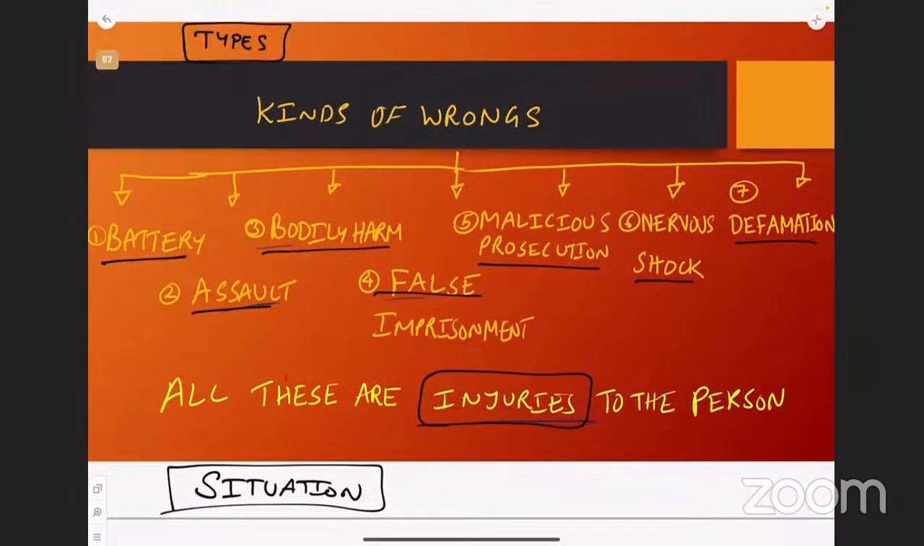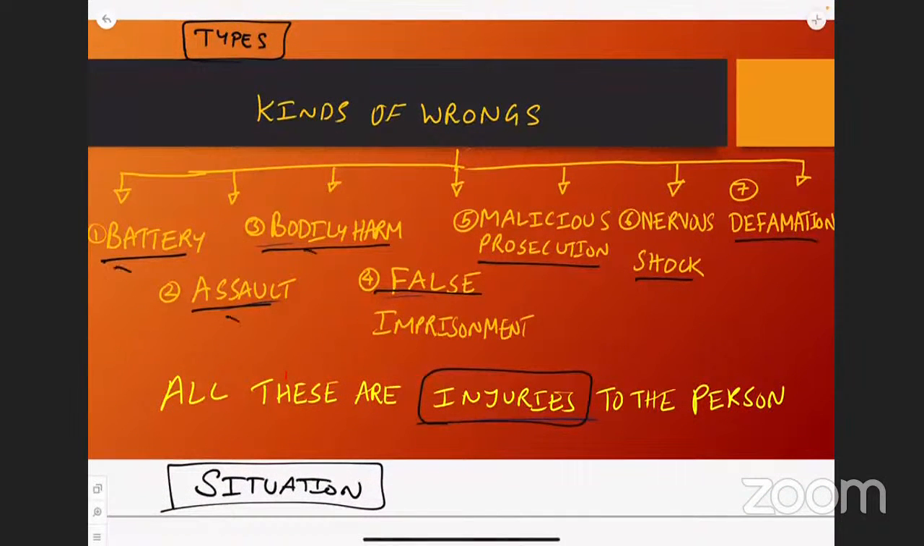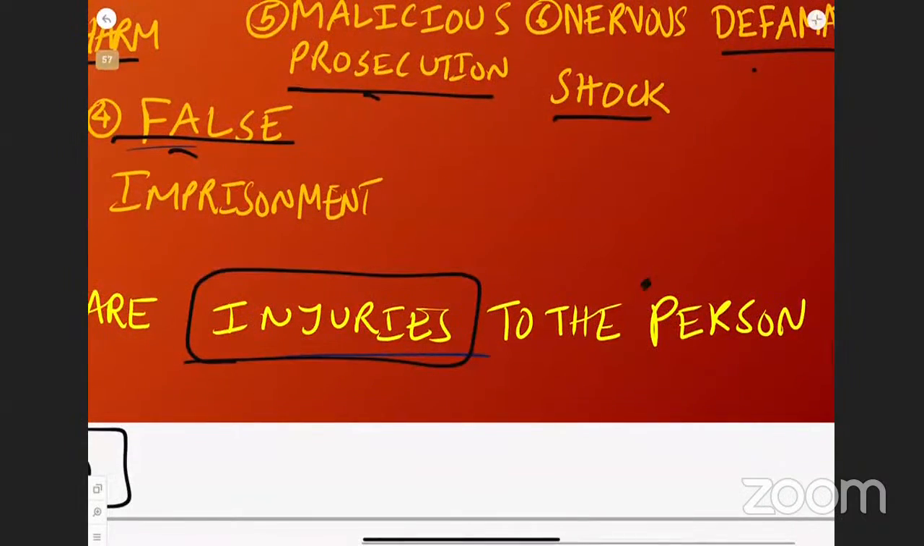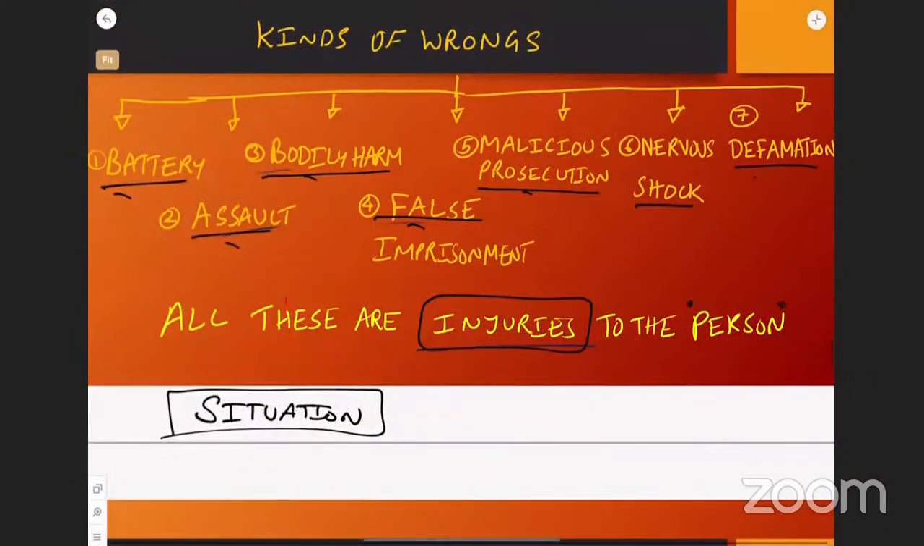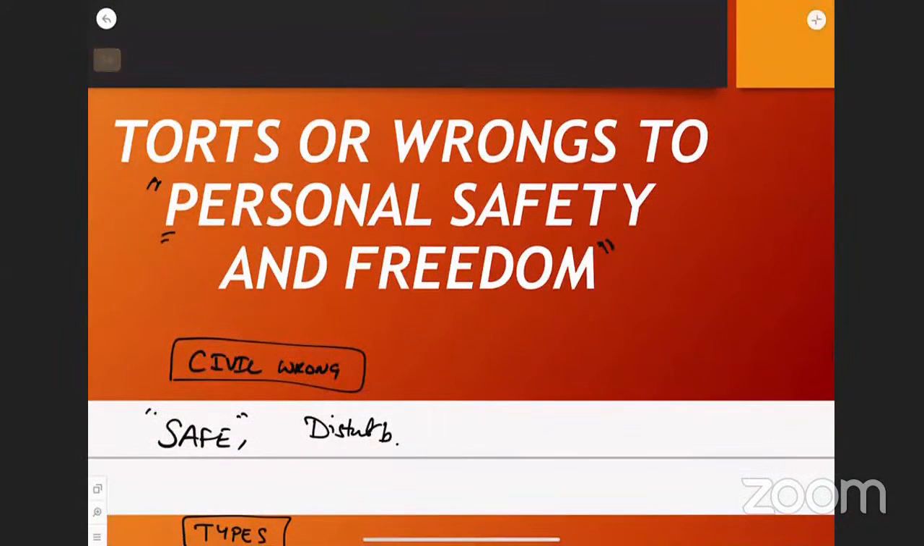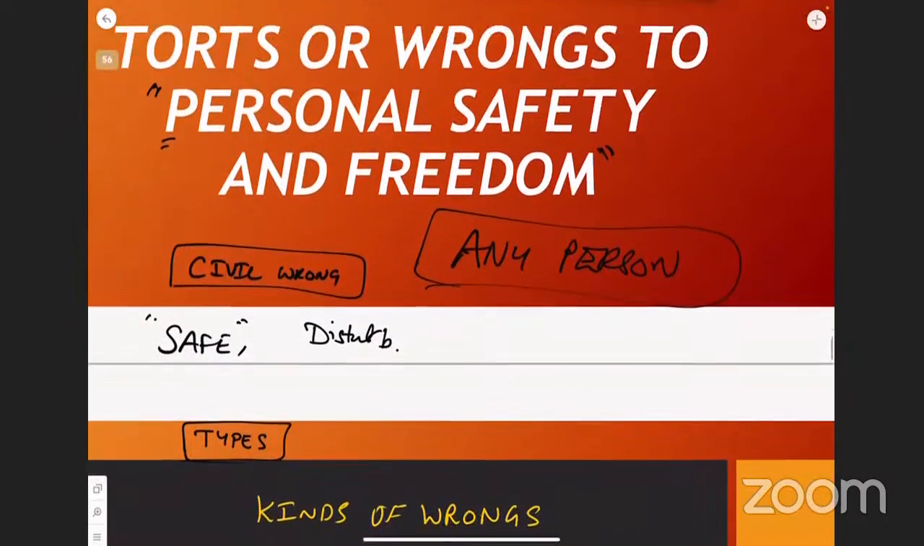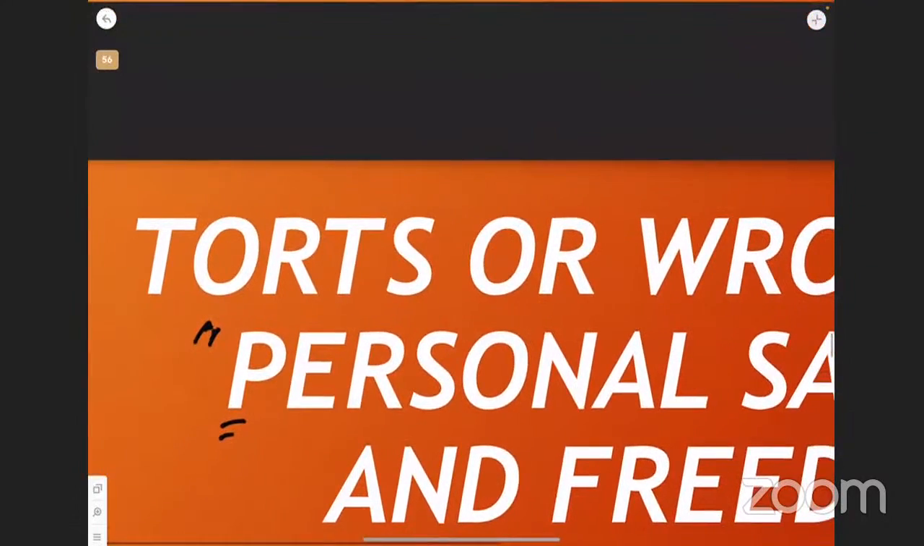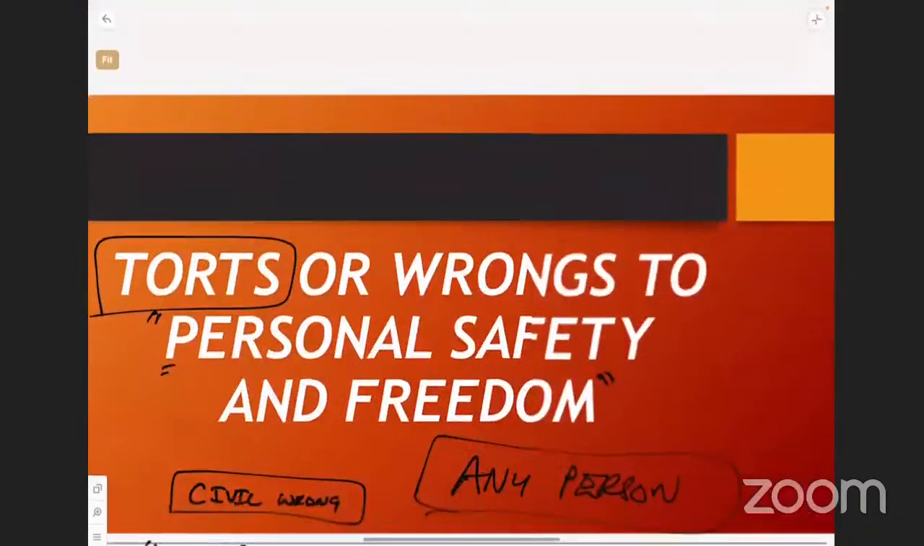So what are these kinds of wrongs? We have battery, assault, bodily harm, false imprisonment, malicious prosecution, nervous shock, defamation. In simple terms, all these are injuries to the person. You think you are the person and how your personal freedom and safety is affected. So at the end of the day, if any action is done by any person that affects your personal safety and freedom, then it is a wrong or a tort. Tort simply means civil wrong. That is what you need to understand.